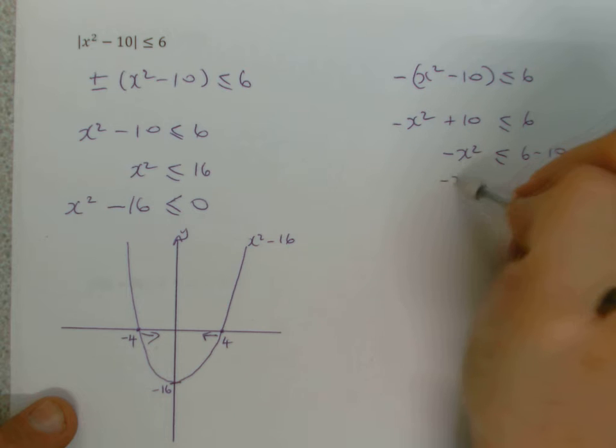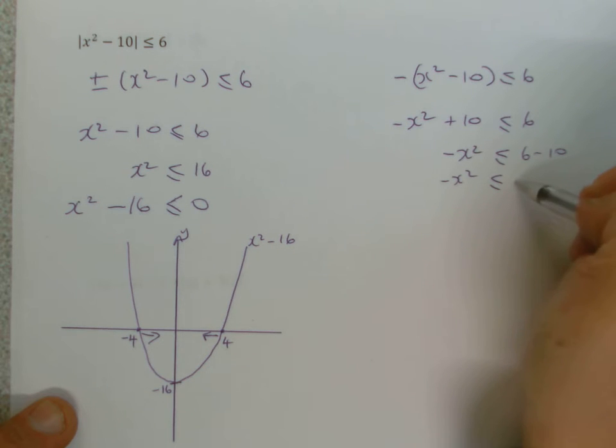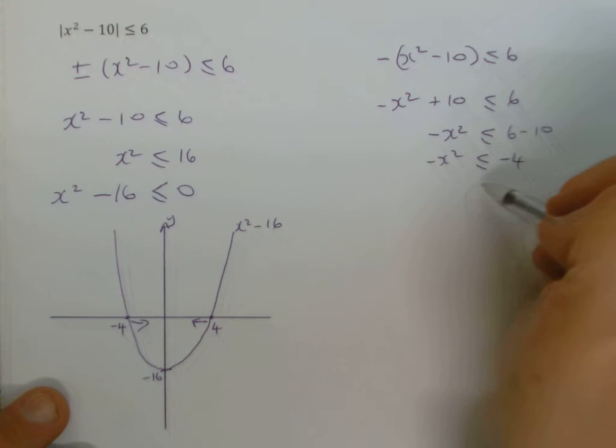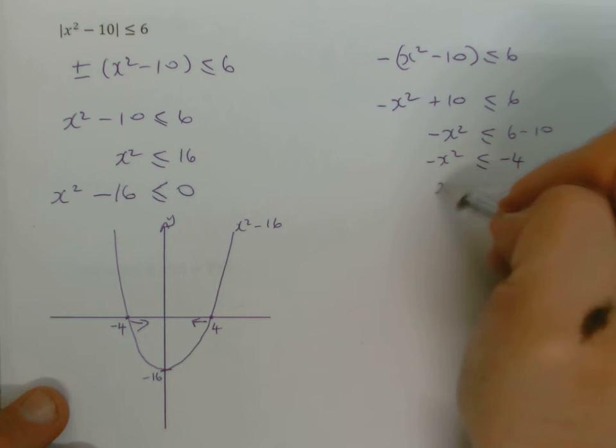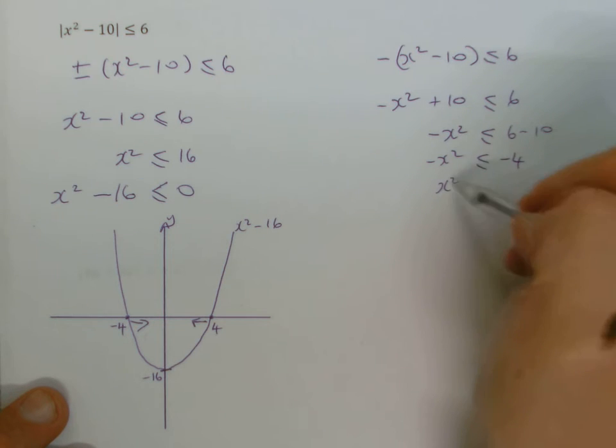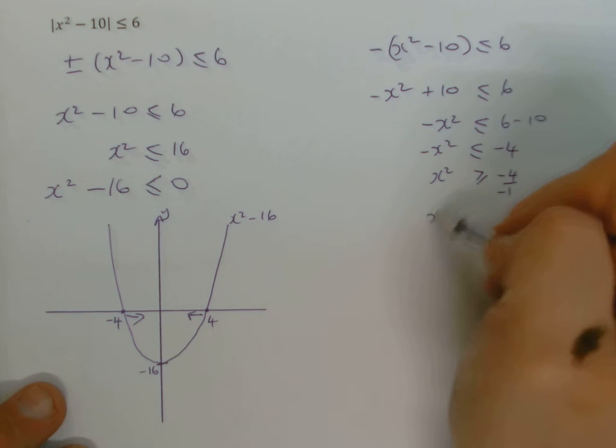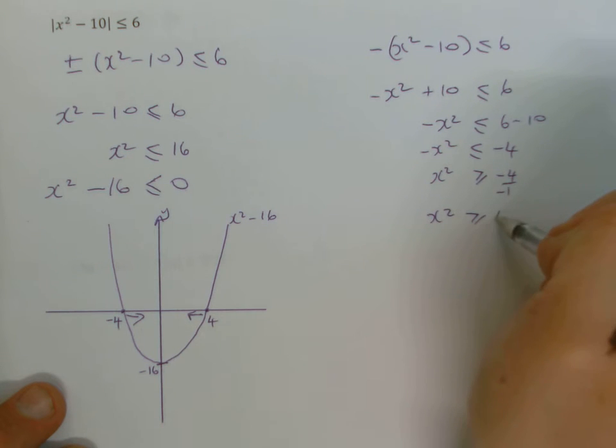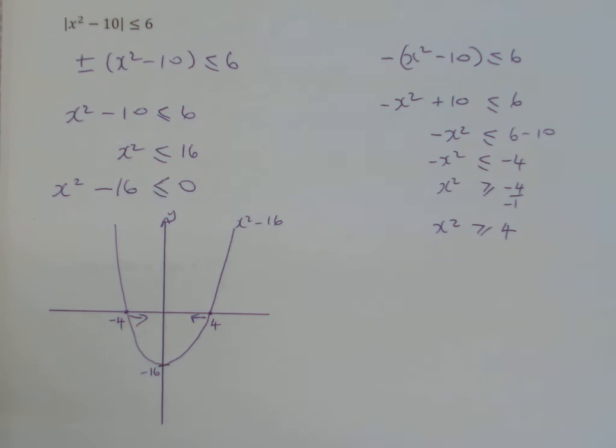So then negative x squared is less than or equal to minus 4. Now it would make sense to divide by minus 1. So we divide by minus 1. Don't forget the inequality has to change direction when I'm dividing by a negative. So I'll have x squared is greater than or equal to 4. Alright? X squared is greater than or equal to 4.